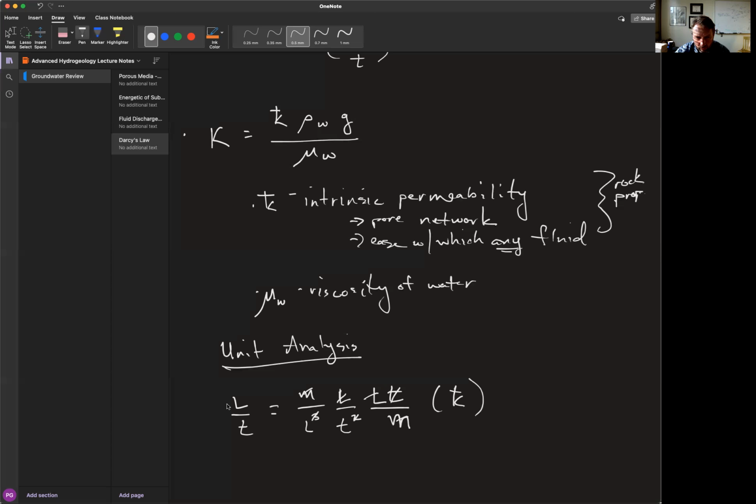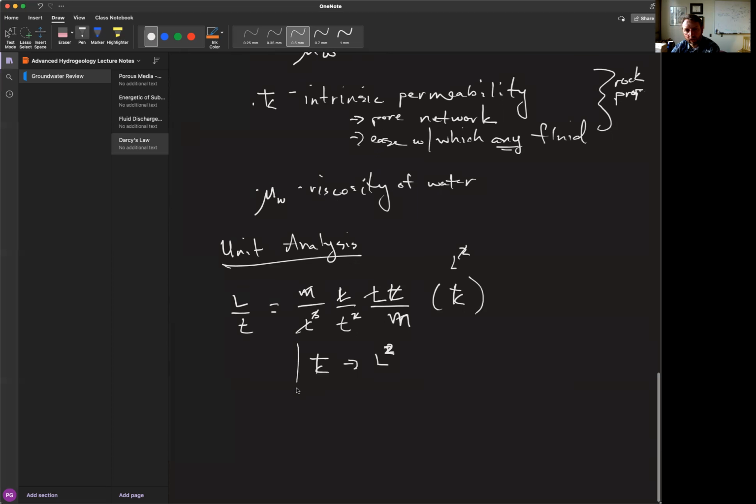So in order to make this length over time, that implies that little k is length squared. Because if k is length squared, then this guy and this guy go away and I end up with length over time. So intrinsic permeability has units of length squared, right? And hydraulic conductivity, big K, is length over time, little k is length squared.